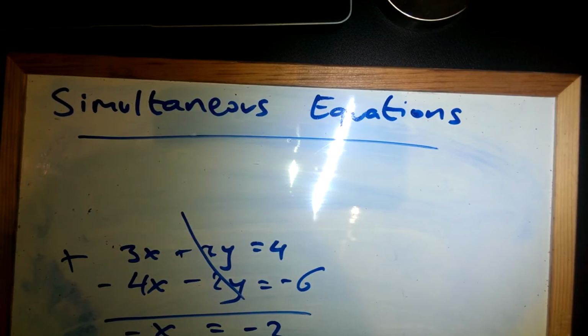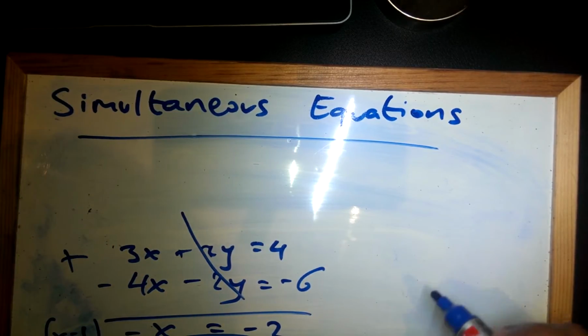And now I've found out the value of minus x, but I want to find out the value of plus x. So what should I do? I can times by minus 1 on both sides, which gives me x equals 2.